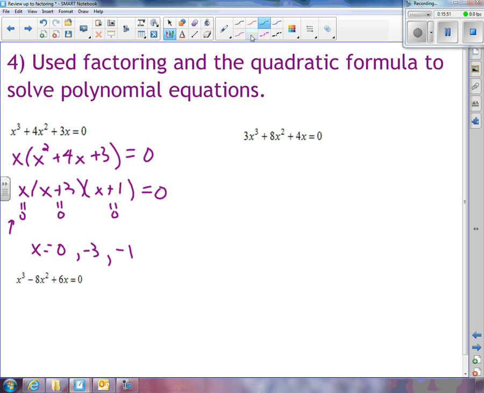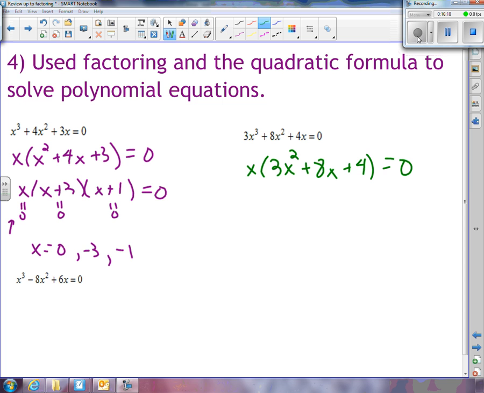So the first thing you should look for is a GCF. Can anything come out of all of these? No number goes into 3, 8, and 4, so just an x comes out. So I'm left with 3x squared plus 8x plus 4 equals 0. Now you should once again try to see if this can be factored further. Do any numbers multiply to 12 and add to 8? So those numbers that work are 6 and 2.